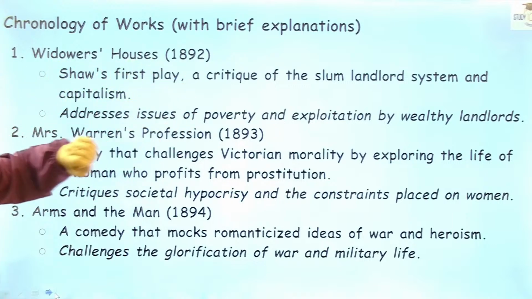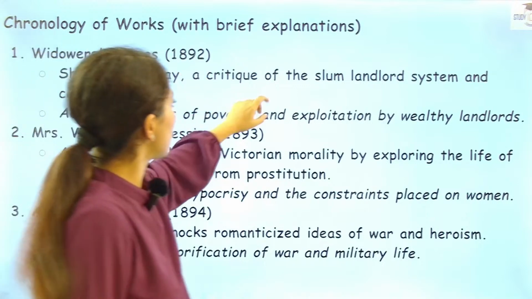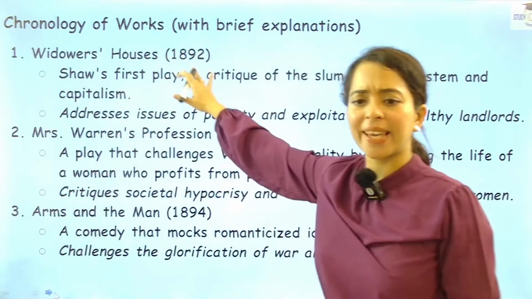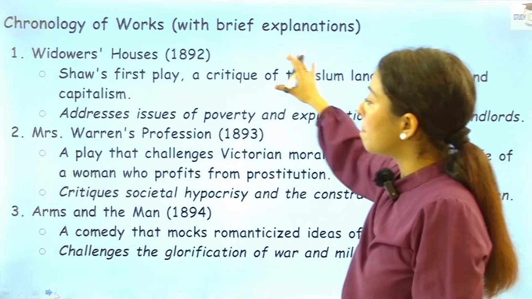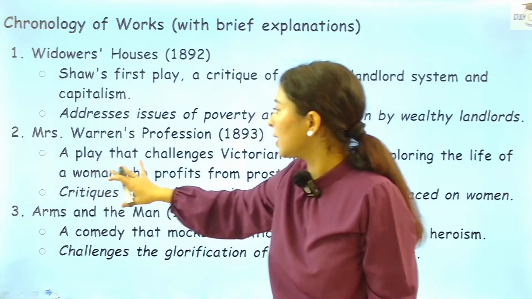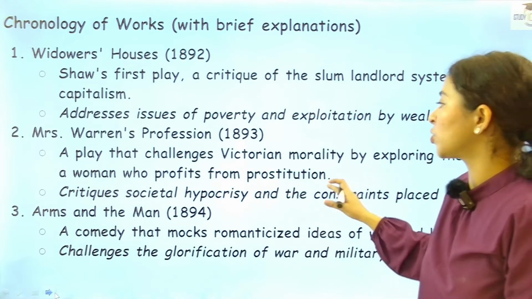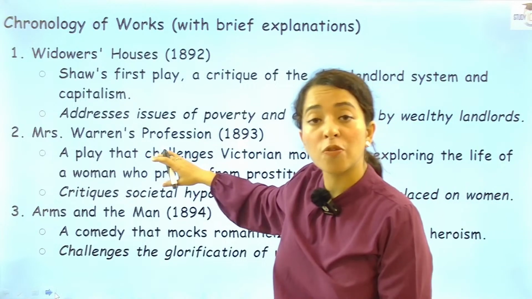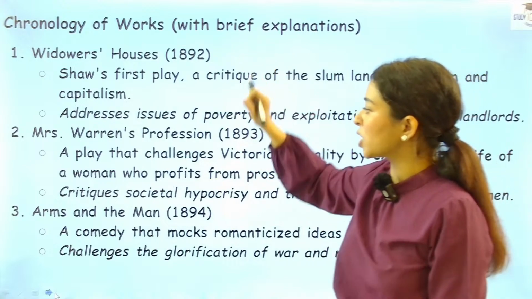Widowers' Houses, 1892, Shaw's first play. Shaw का कौन सा first play था? Widowers' Houses. Can you see, नाम से पता चल रहा है कि yes, he's talking about social issues. A critique of the slum landlord system. Mrs. Warren's Profession. This was a play that challenged Victorian morality by exploring the life of a woman who profits from prostitution. Mrs. Warren's Profession, again a social issue. Okay, so 1893, Mrs. Warren's Profession.